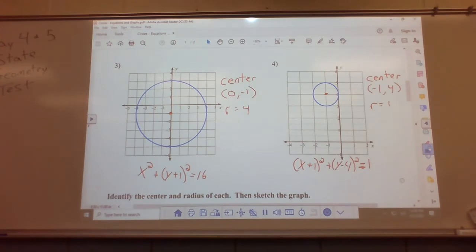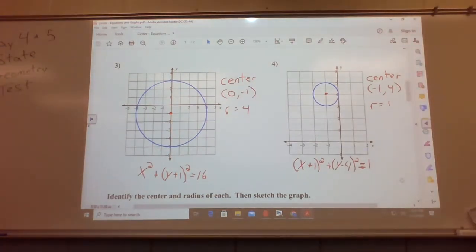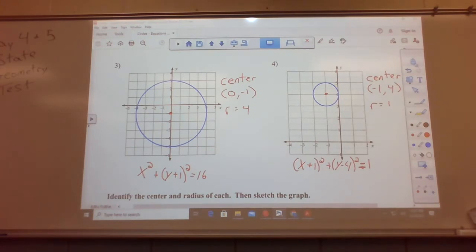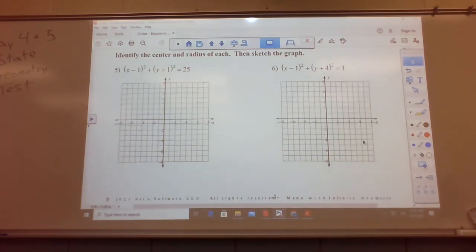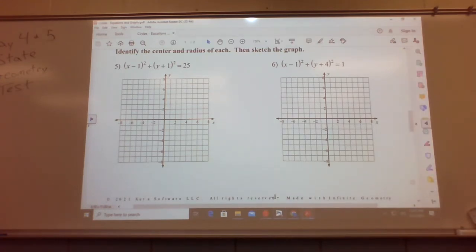So 3 and 4, we're going from a graph. From the graph, I can figure out the center, I can figure out the radius, I can write an equation. Are we okay on number 3 and 4? Let's see, a couple people write. We need more time on this. Now, 5 and 6, we're going the other way. 5 and 6, I give you the equation. We're going to have to figure out the center, figure out the radius, and then graph it. So we're going the other way.